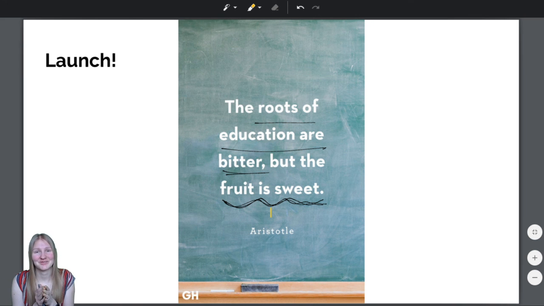And I would like you to focus on the fruits, the fruit part, the sweet part. If you can focus on the sweet part of education and what it can do for you, that can keep you motivated. And I love to see people motivated to learn. So that is my launch for you today. Take it with you as you go throughout your day.